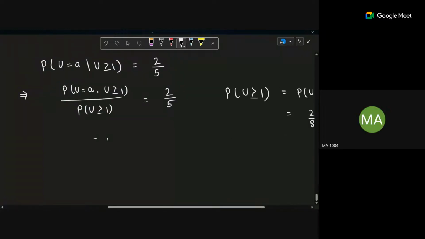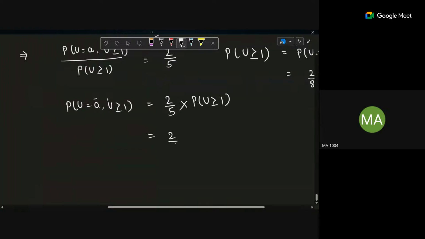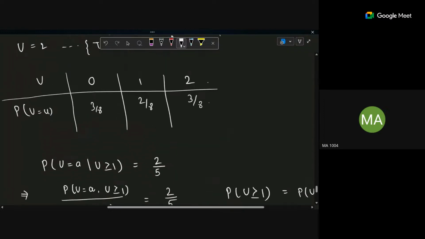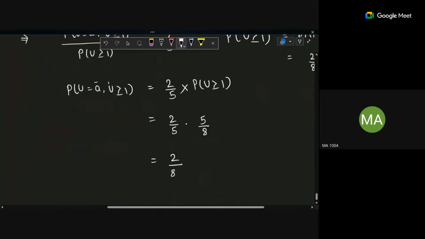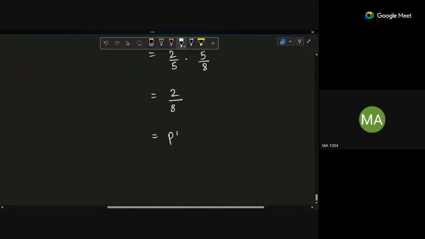Now you do cross multiplication. The probability that U is equal to a and U is greater or equal to 1 is equal to 2 by 5, multiplied by the probability that U is greater or equal to 1. So 2 by 5 into 5 by 8 is 2 by 8, so 1 by 4. Just go to your table, which value is giving you 2 by 8? This is nothing but U is equal to 1, right? Yes, ma'am. So the probability that U is equal to 1 implies that your value for a is 1.